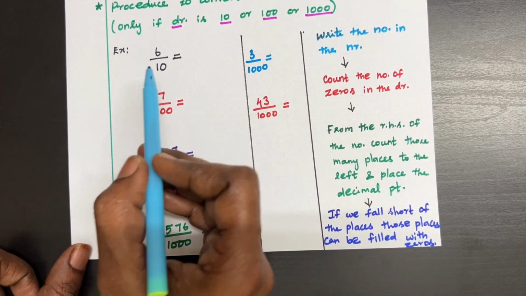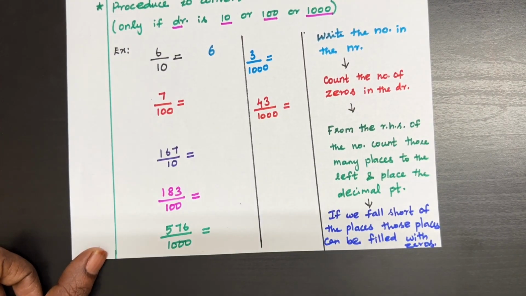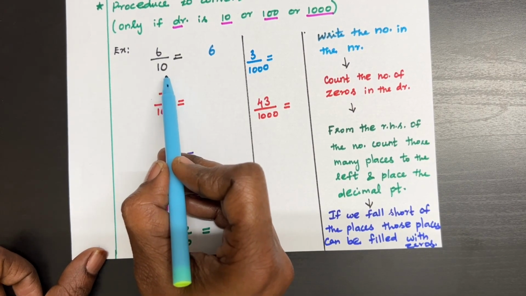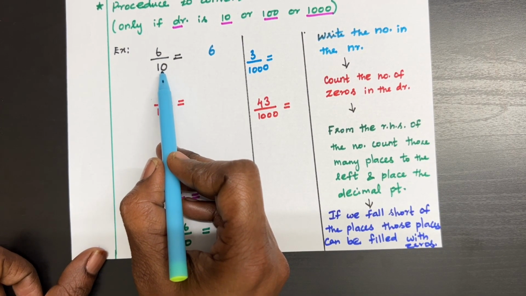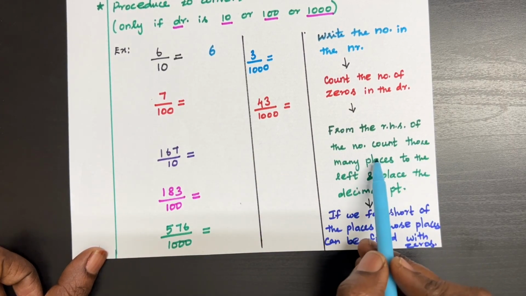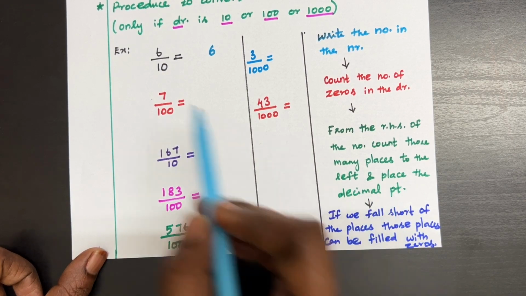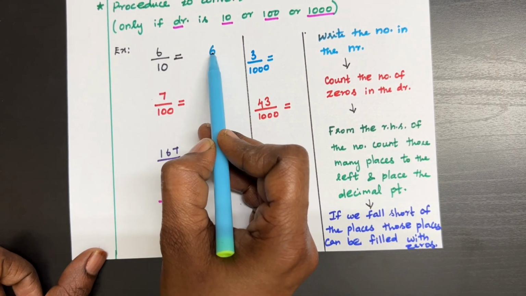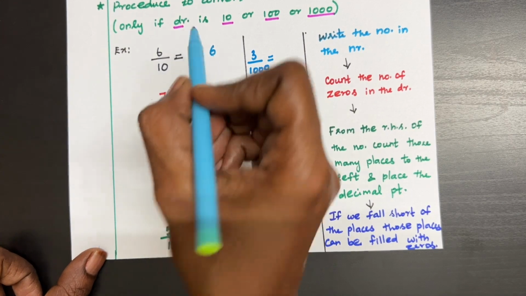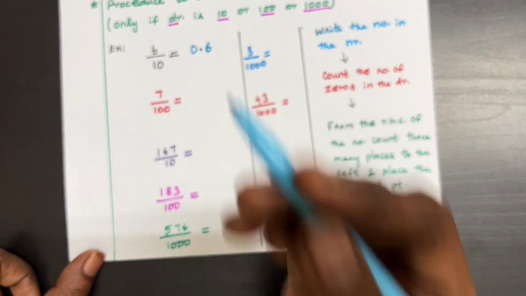See here. First just write the number in the numerator. Now count the number of zeros in the denominator. How many zeros here? Only 1. So from the right hand side of the number, count those many places to the left and place the decimal point. So only 1. 6 is a 1-digit number. So we need to place our point here. Put 0 here. That's all.